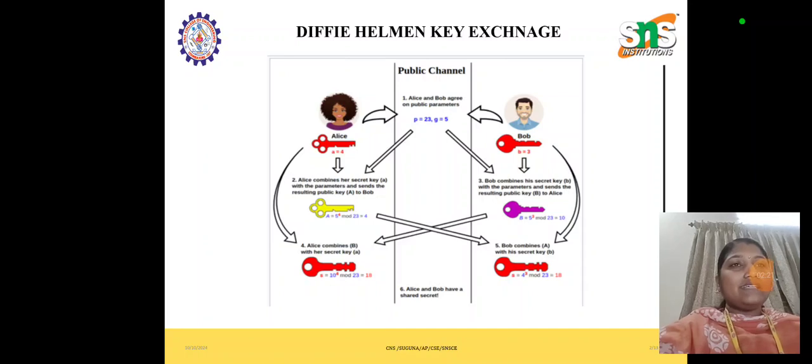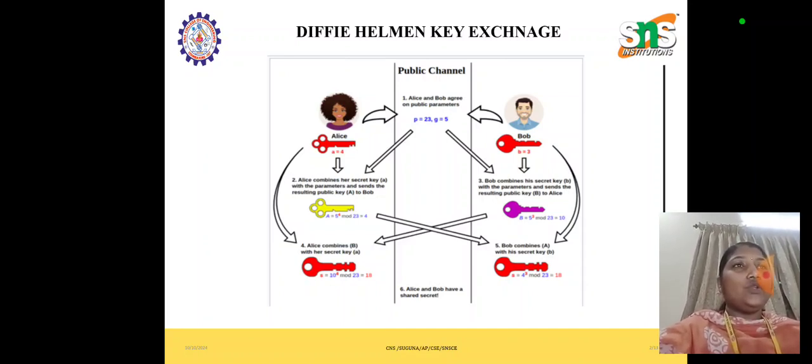So here both parties agree on two public parameters, which are prime P and G. Here P is the prime number and G is the primitive root, which we call the generator. So these P and G values are publicly known and can be shared over an insecure channel without compromising the security. So next, private keys. Each party generates their own private key with a randomly chosen integer. So here Alice will select a private key A and Bob will select a private key B. These private keys are kept secret.